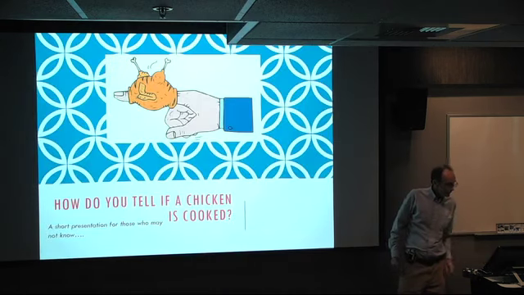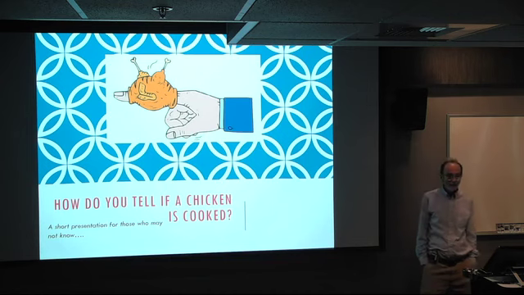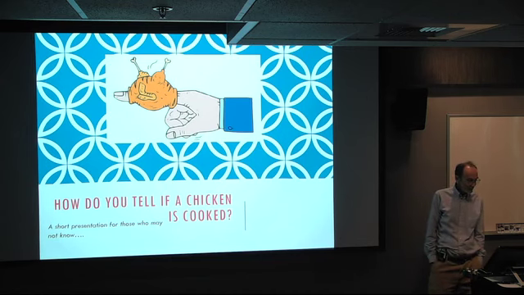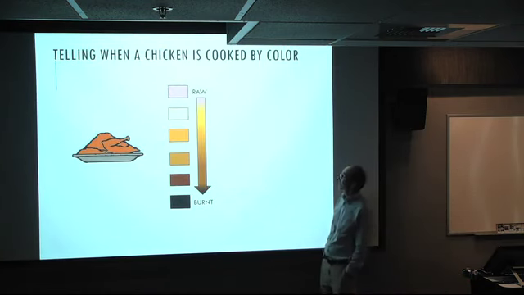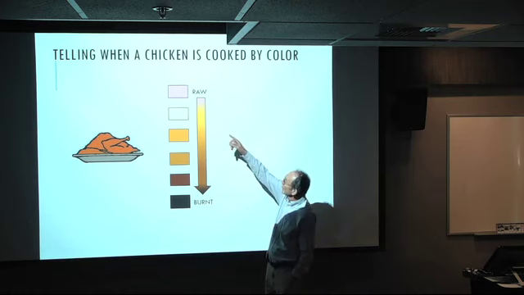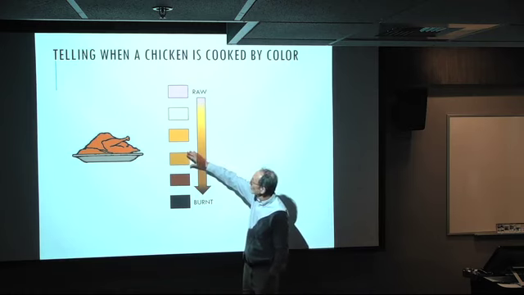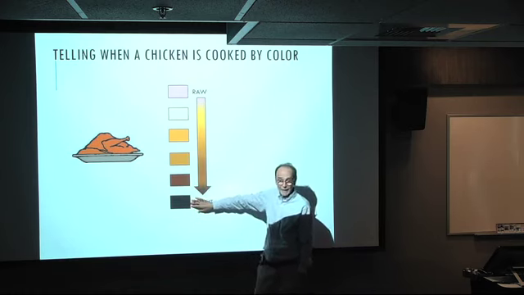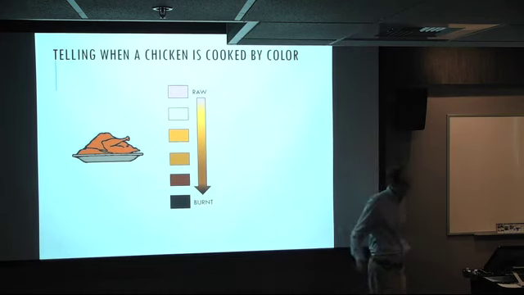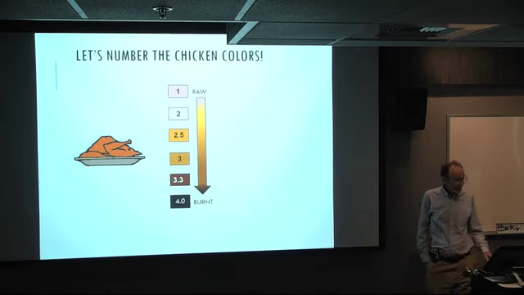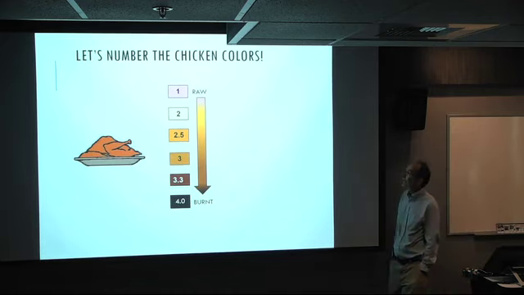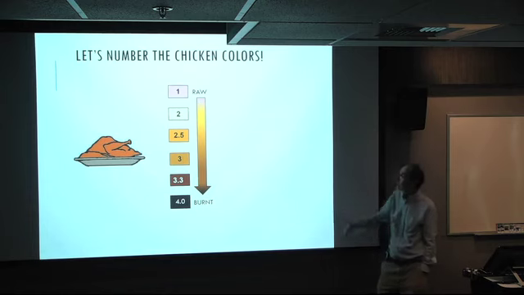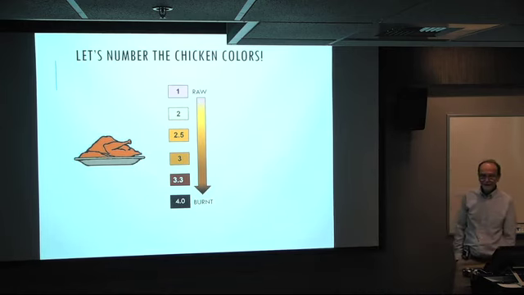All right. So how do you tell if a chicken is cooked? A short presentation for those of you that may not know. Telling when a chicken is cooked by color. So we start off pink, it goes kind of yellow, orange, orange-brown, brown, and then it gets black, right? Let's number the chicken colors. I numbered them 1, 2, 3, so on and so forth. Raw to burnt. We're all in agreement?